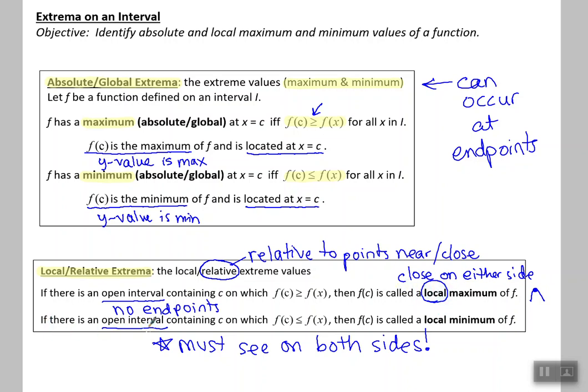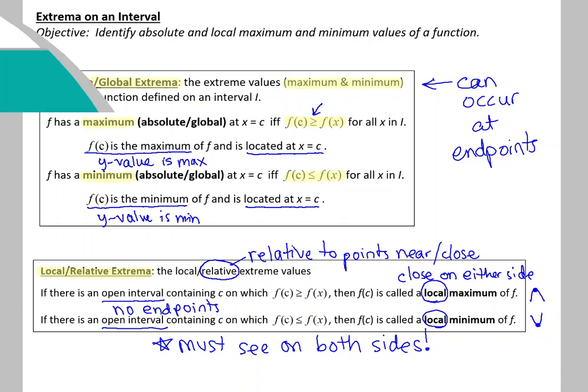If there is an open interval containing c on which f of c is less than or equal to f of x, so low y values that are less than other y values, then f of c is called a local minimum. We can see on either side, and it's like a little valley.